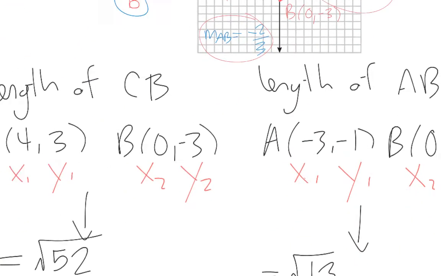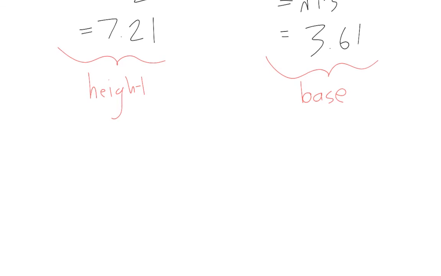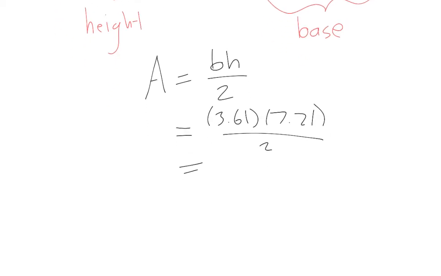If you refer back to the diagram we just made, AB would be considered the base, while CB would be considered the height. So let's make a little note of that for ourselves. I'm going to say that is the height. And I'm going to say that is the base of the right angle triangle. Once we've done that, we can easily substitute those values into the area of a triangle, which is base times height over 2. So let's just substitute in those numbers, 3.61 and 7.21 over 2. You can go ahead and just plug that into your calculator.